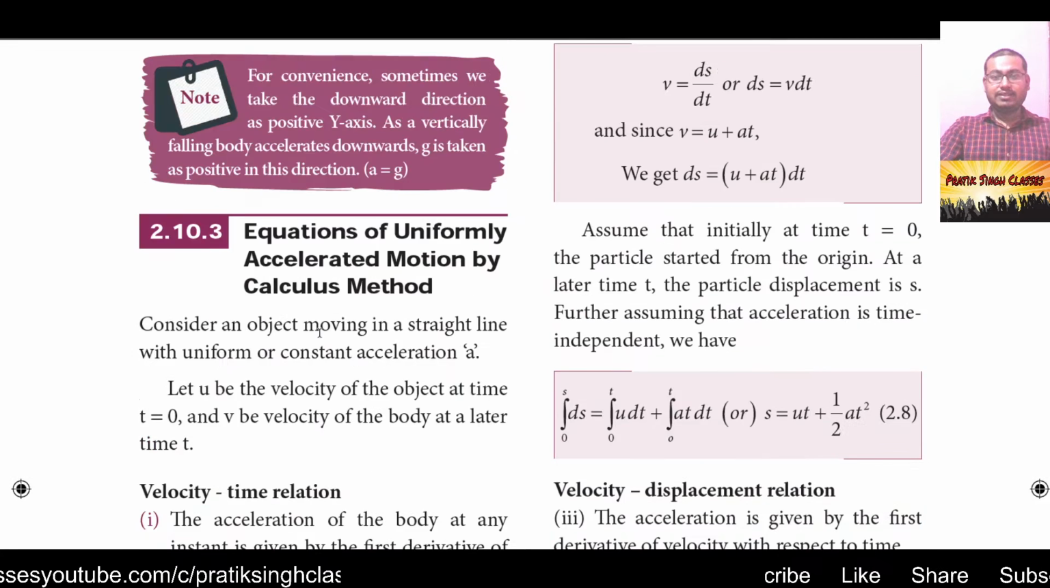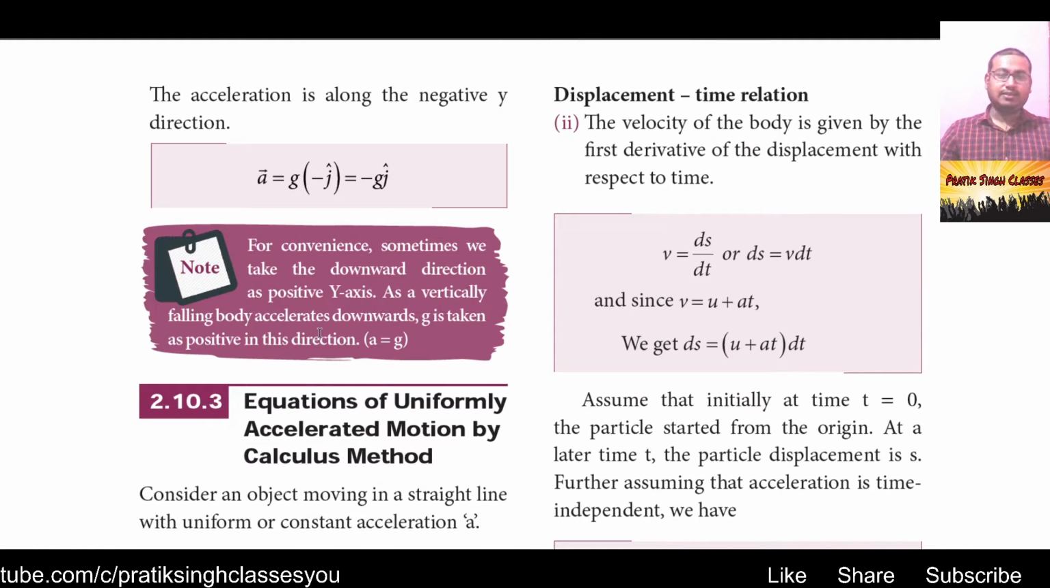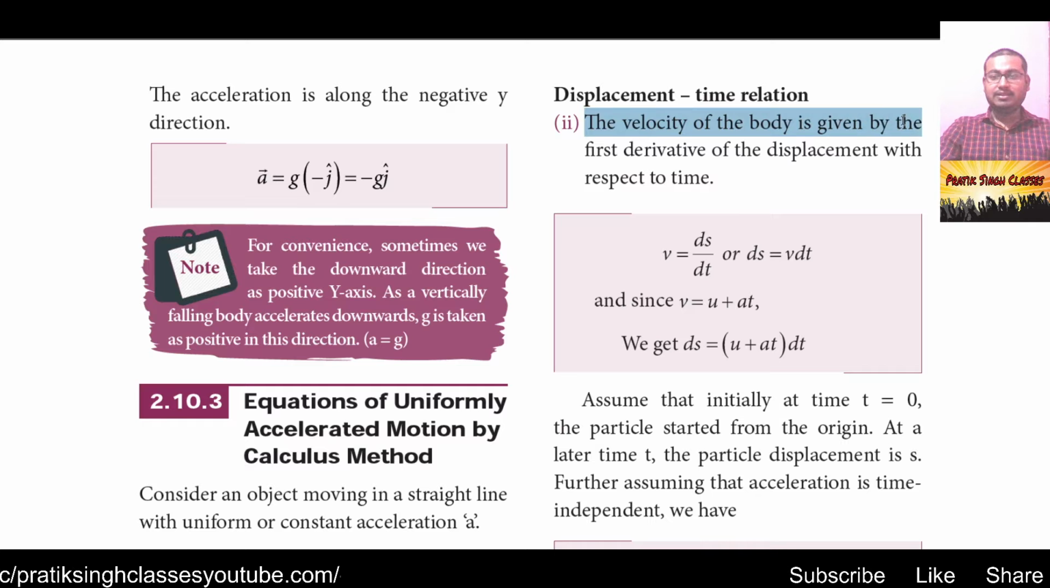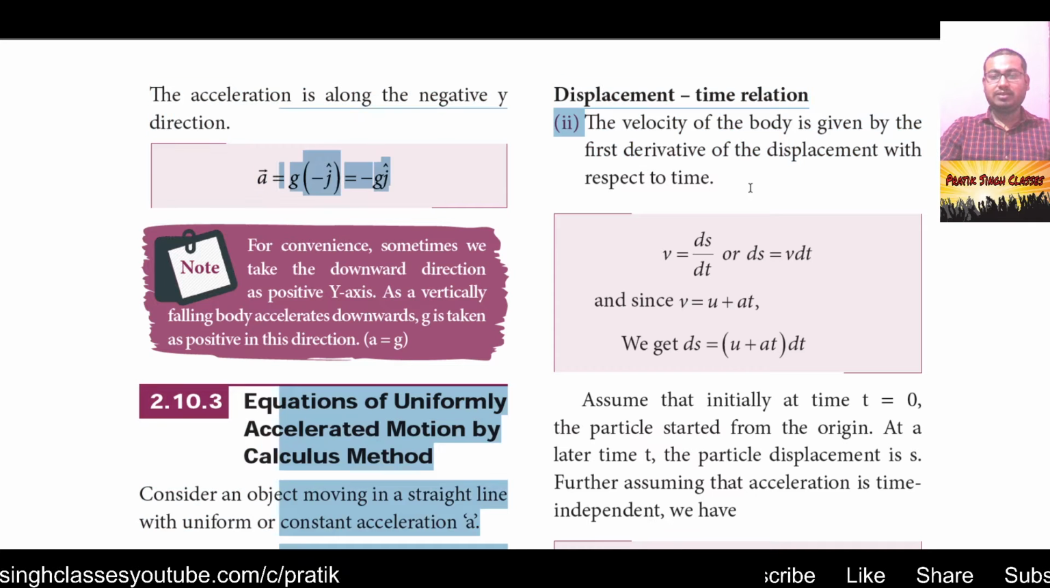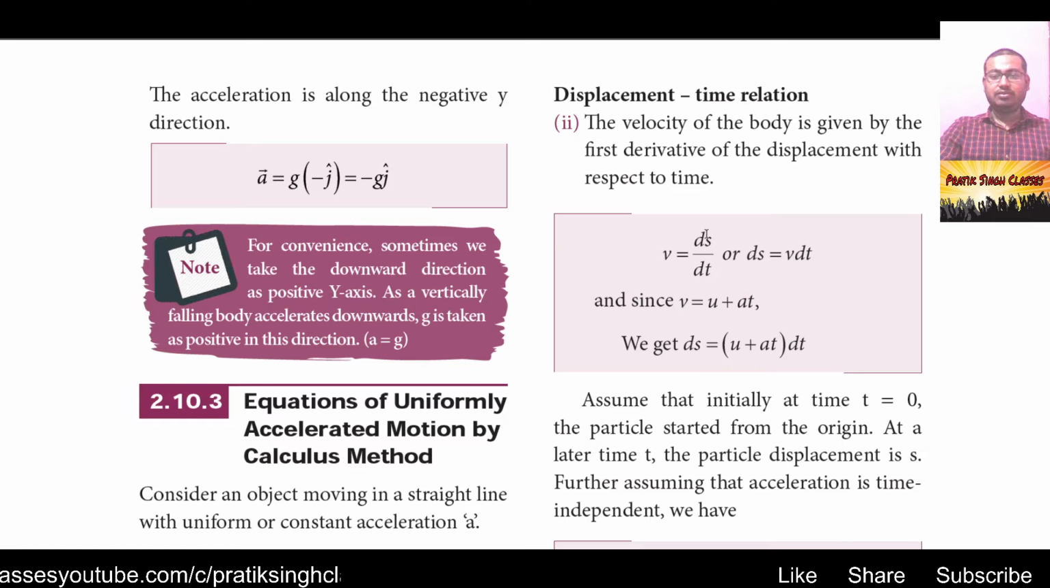Coming to next, that is the displacement time relation. It means how the displacement of the body moving with uniform acceleration a is related to time t. You know very well that displacement is the shortest path between two points or between two places. The velocity of a body is given by the first derivative of displacement with respect to time, that is v is equal to ds by dt. We know very well that velocity is equal to displacement by time. It is just the same formula, v is equal to ds by dt, or just multiply this dt to the left hand side, that is v dt, you will get ds is equal to v dt.